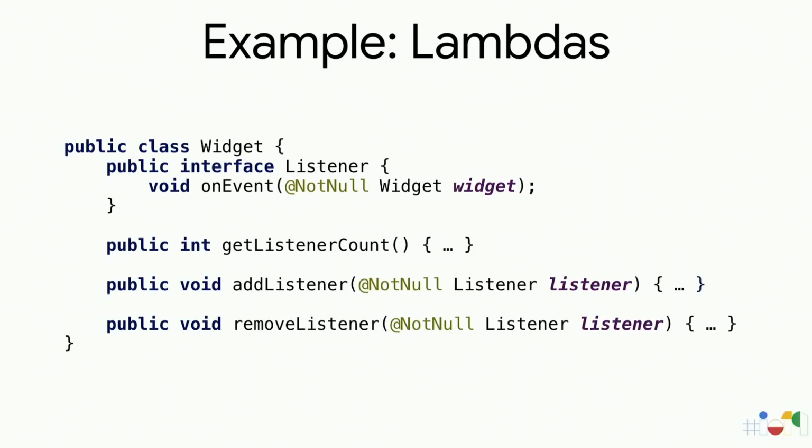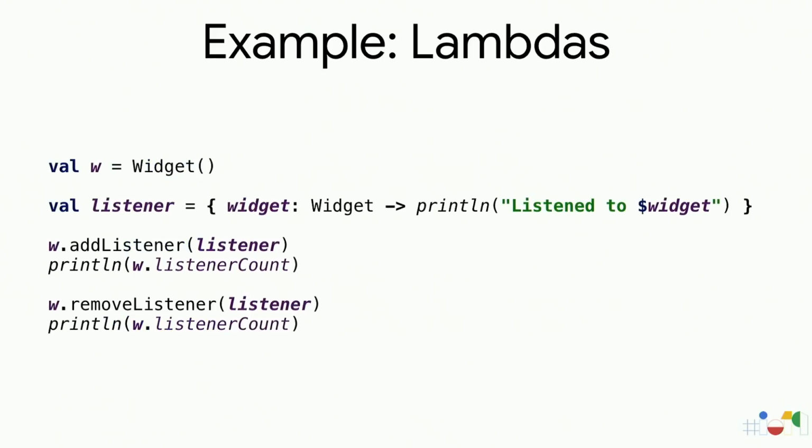So here's, for instance, a class written in the Java programming language. It's a widget of some kind, and you can register listeners. So we have this interface. It has a single abstract method. It's a SAM. You can add a listener, you can remove the listener, and you can ask how many listeners are registered.